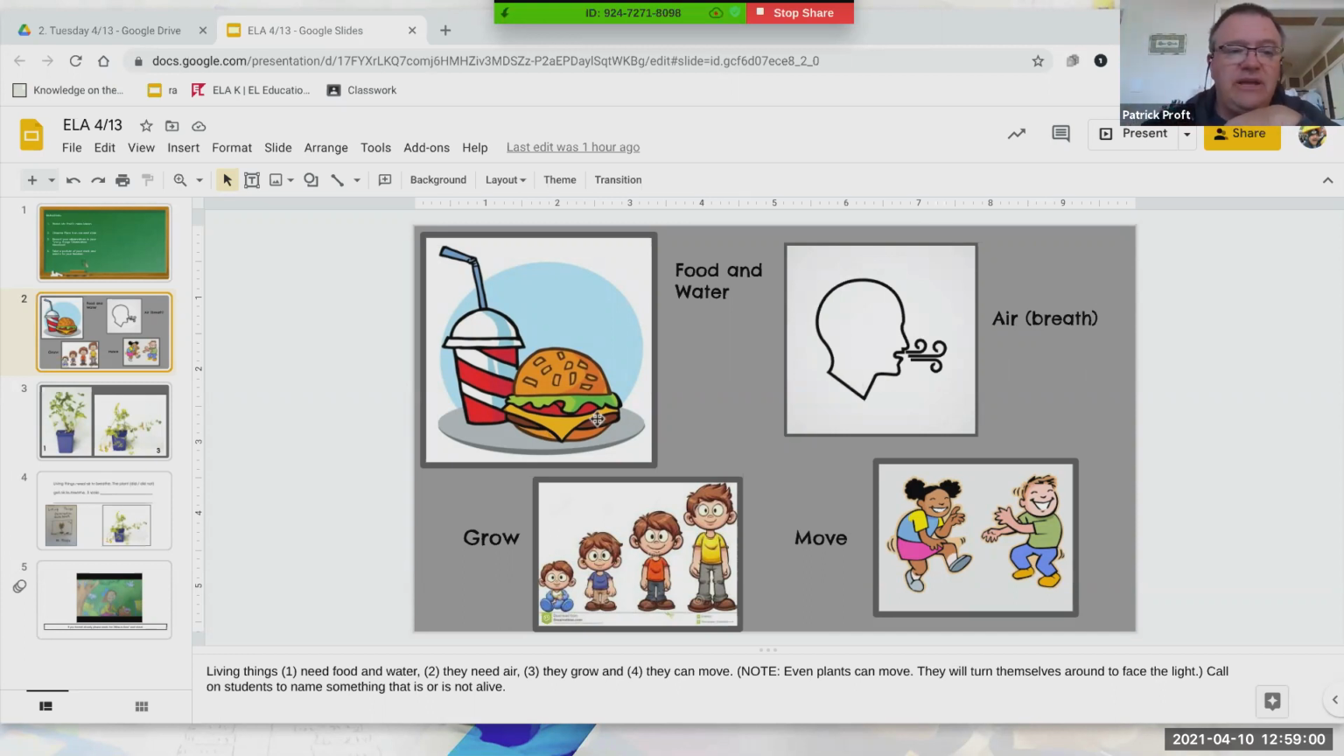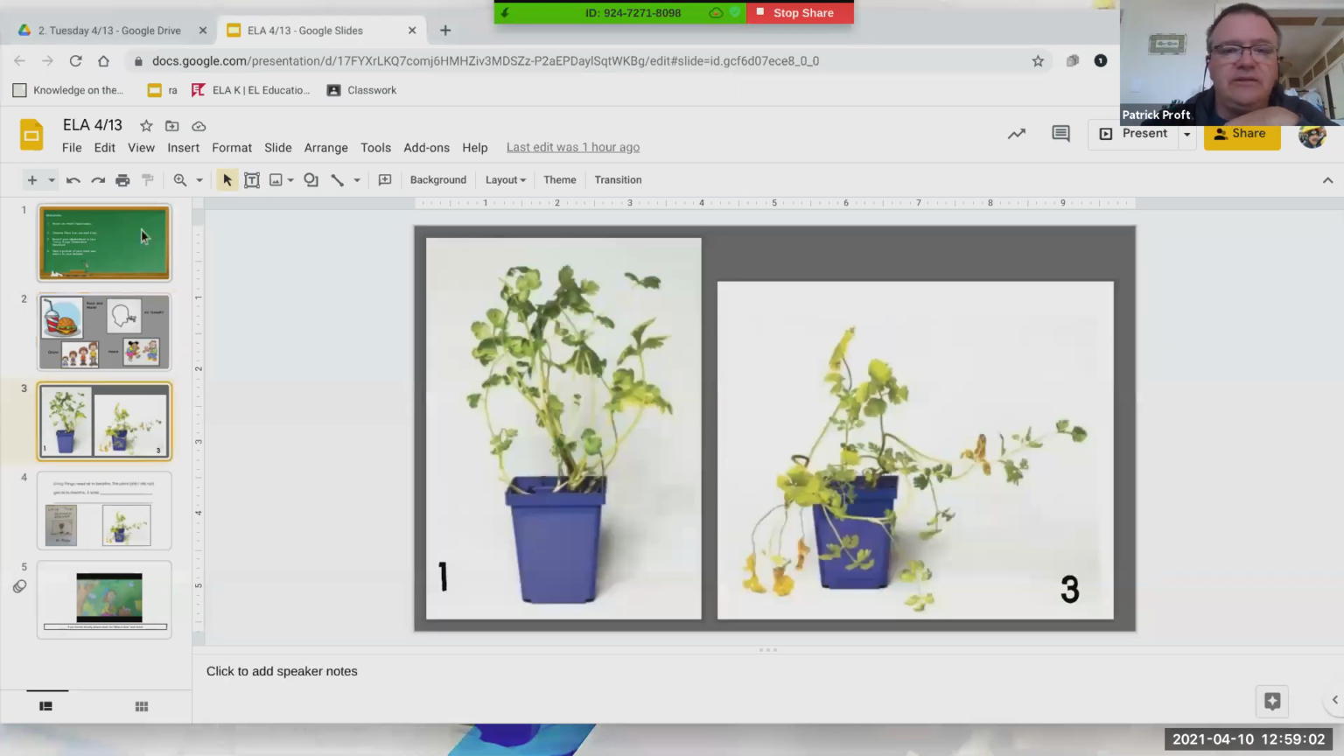And it turns out it would end up looking a little something like this, like plant number 3 right here. So this is a plant that did not get enough air. It got plenty of water, plenty of food, plenty of sunlight, but it didn't get enough air. And over here, this is our plant 1. This is our happy plant. This is our plant that got plenty of food, plenty of water, and plenty of air. So what do you notice about the two of these? What's different about the plant that did not get enough air?